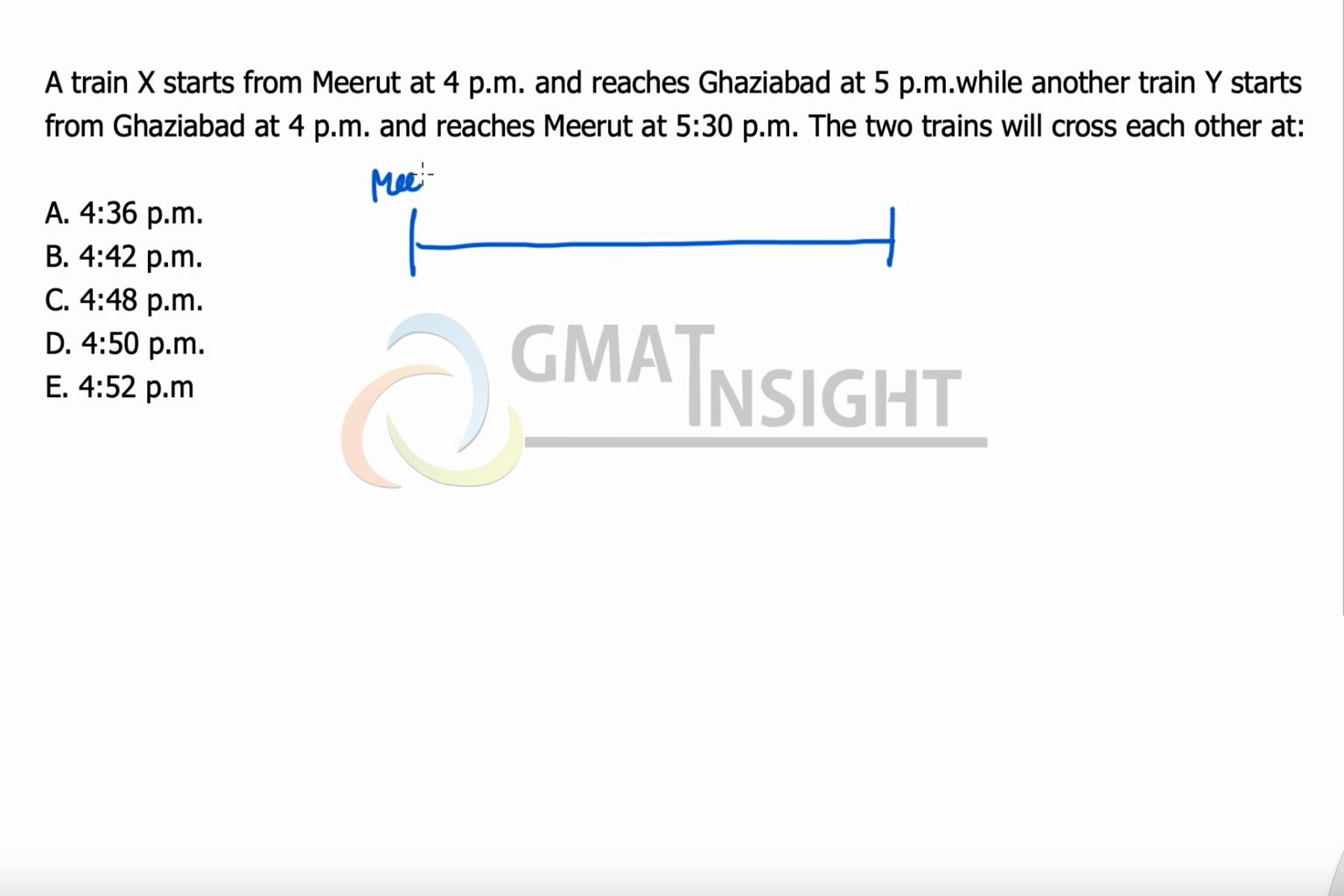Let's assume that here we have Meerut and here we have Ghaziabad, and a train starts from station X. This is a train X. Here we have train X that starts at 4 p.m. and reaches here at 5 p.m. While there is another train that starts from Y.